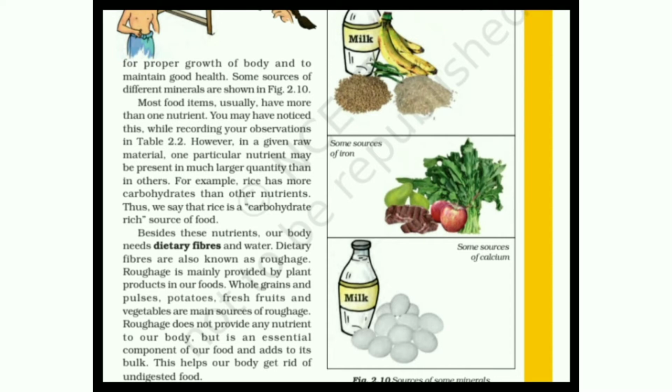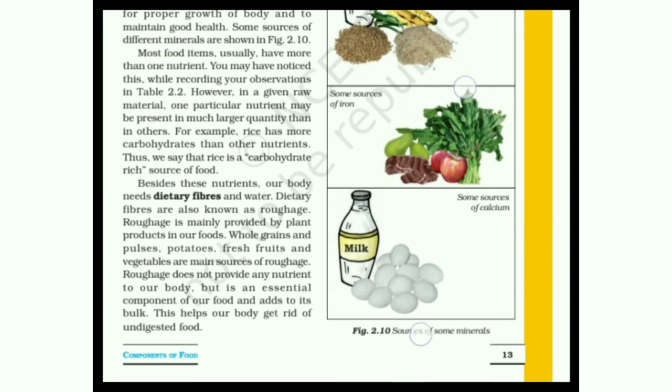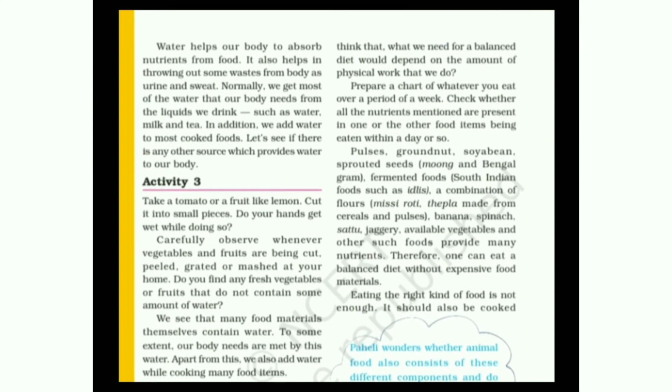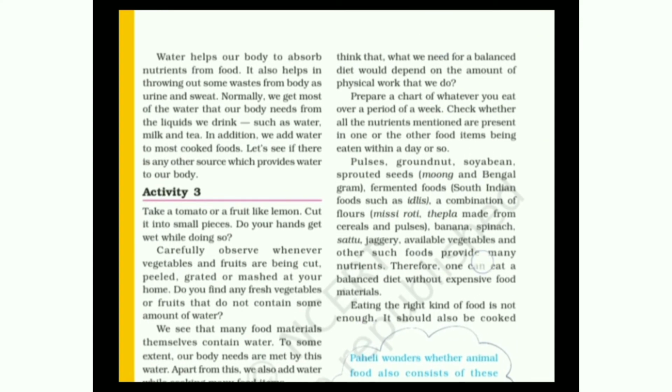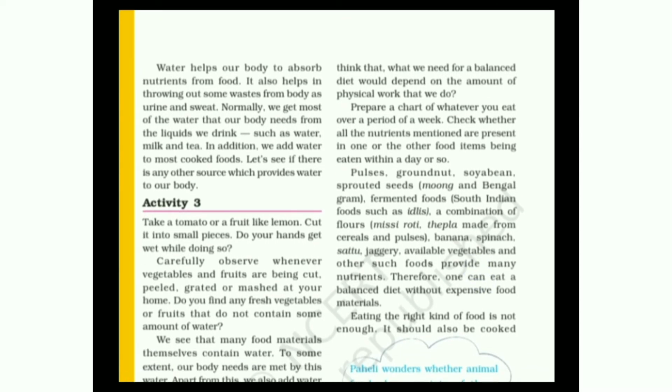Right? Besides these nutrients, our body needs dietary fiber and water. What is dietary fiber and water? So dietary fiber is also known as roughage. Roughage is mainly provided by plant products in our food. Whole grain and pulses, potato, fresh fruits and vegetables are main sources of roughage. Roughage doesn't provide any nutrients to our body, but is an essential component of our food and adds to its bulk. This helps our body get rid of undigested food.